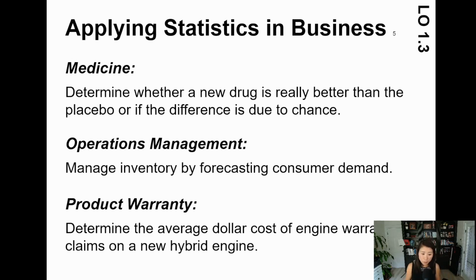And next is product warranty, and determining the average dollar cost of the engine warranty claim on a new hybrid engine. Think about it, everybody says, hey, you pay $2,000 to extend your warranty. Is that really worth that money? Sometimes people say that is a scam, because maybe in the next 10 years the car is going to break down. So by doing that, some scammer can make some money. But in reality, the company has to understand, hey, if I give you a 10-year warranty, how can I bake that cost into my product, right?